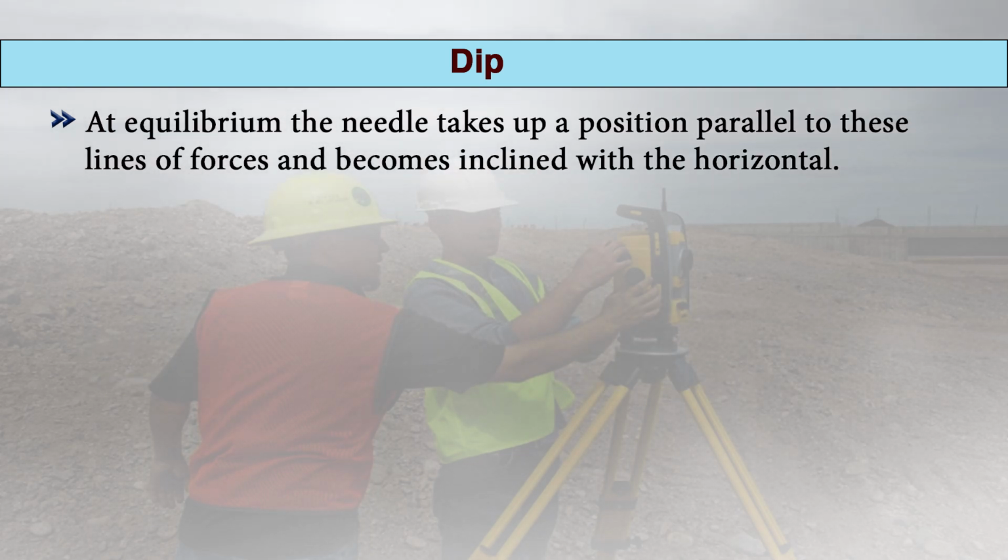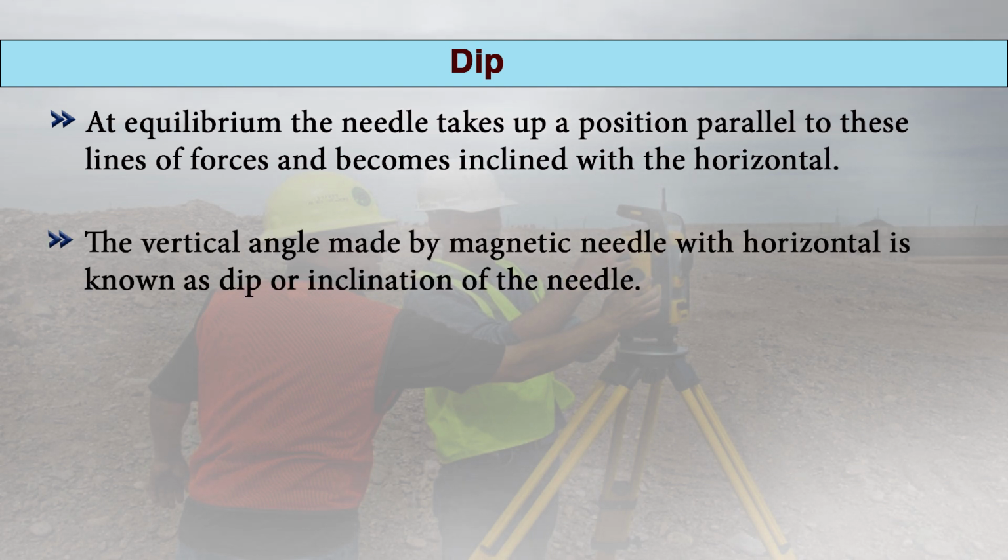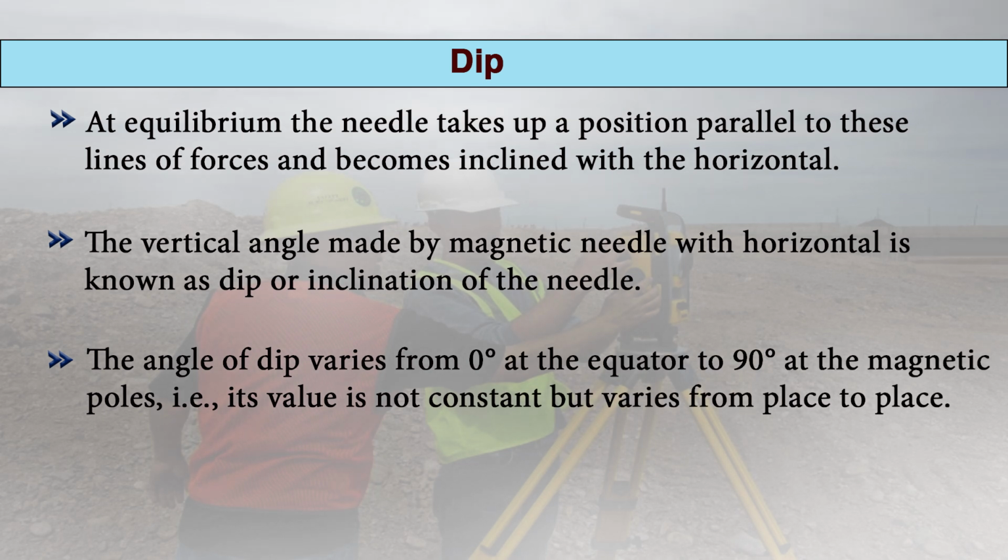At equilibrium, the needle takes up a position parallel to these lines of forces and becomes inclined with the horizontal. The vertical angle made by the magnetic needle with horizontal is known as dip or inclination of the needle. The angle of dip varies from 0 degree at the equator to 90 degree at the magnetic poles. That is, its value is not constant, but varies from place to place.